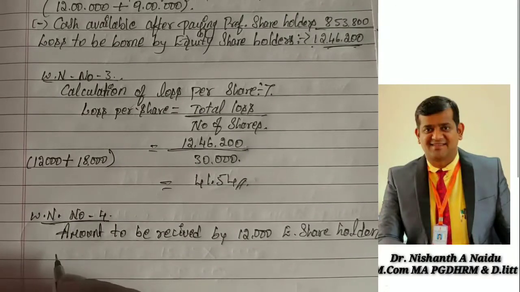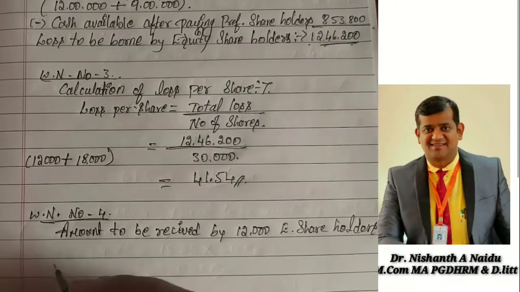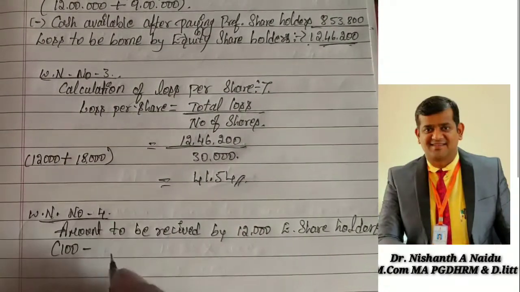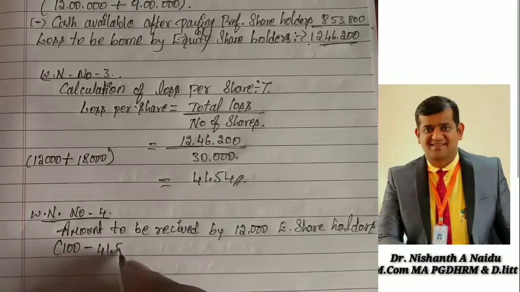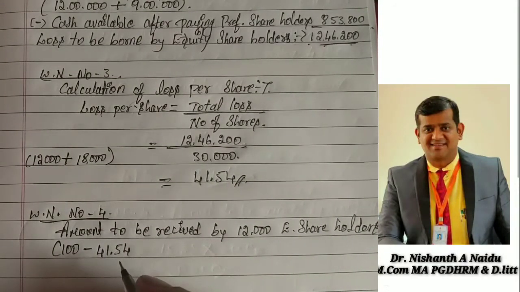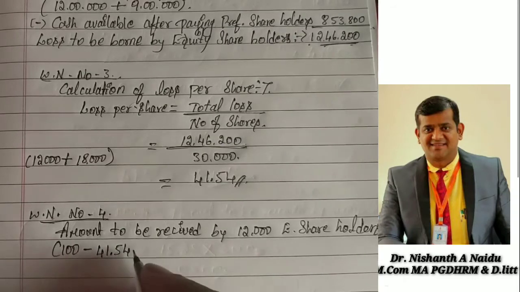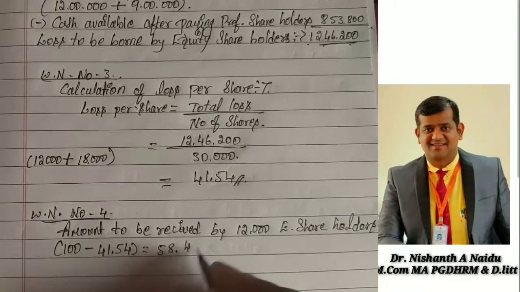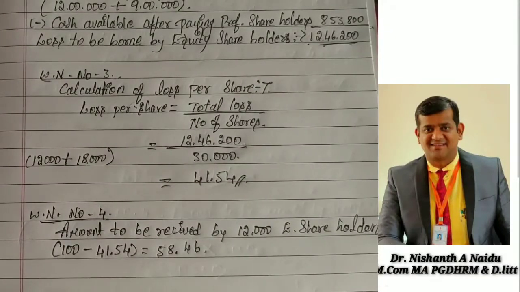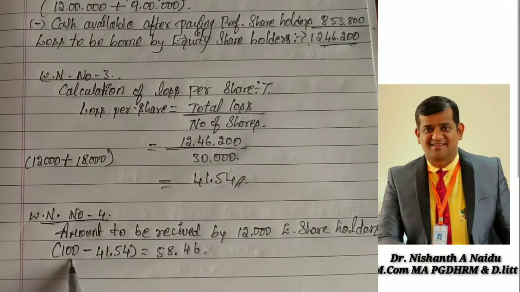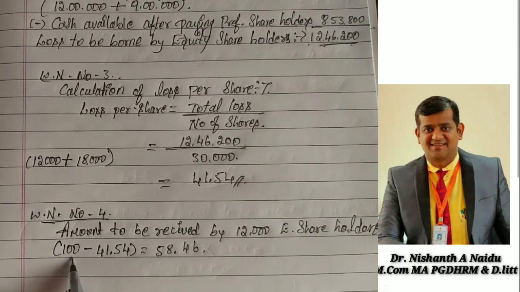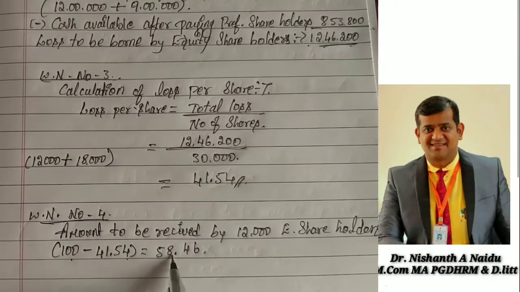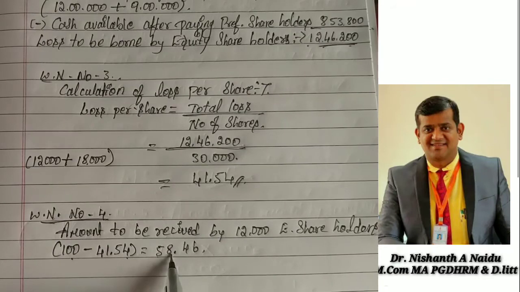Now what is the face value paid by the equity shareholders? 100 rupees. What is the loss? 41 rupees 54 paise. So 100 minus 41 rupees 54 paise, how much are you going to get? The difference is 58 rupees 46 paise. Clear? This is the face value of the share paid by the shareholder, the loss has to be deducted, so the remaining amount is 58 rupees 46 paise.